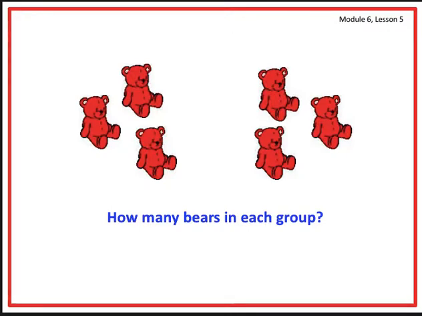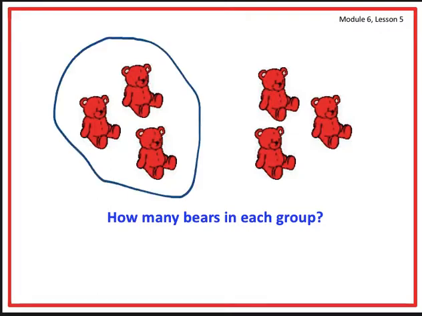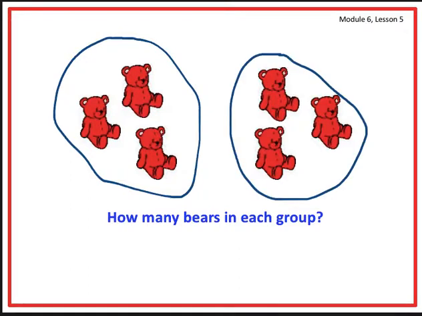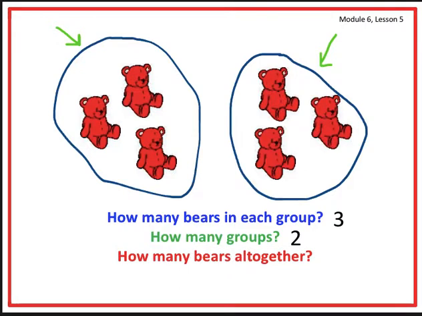All right, so our first question of the day is how many bears are in each group? So we've got one group here and one group here. Did you say 3 bears are in each group? Well, you got it. That was an easy one. All right, next question is how many groups? Well, there is one group and there's another group, 2. And last, how many bears are all together?